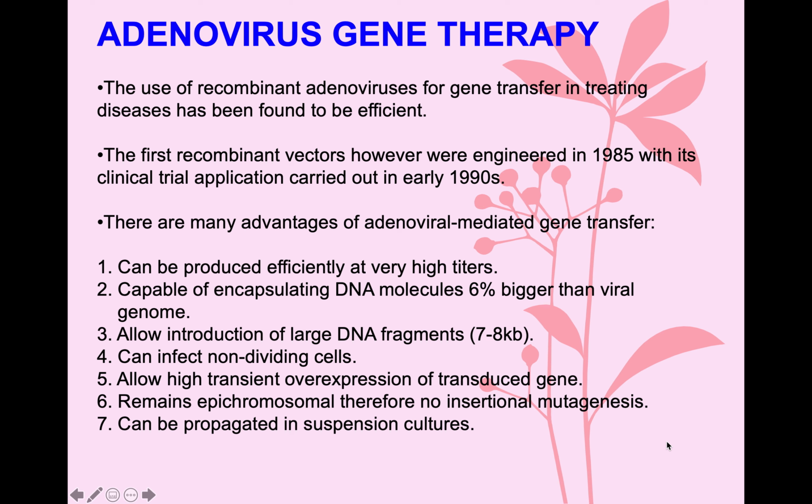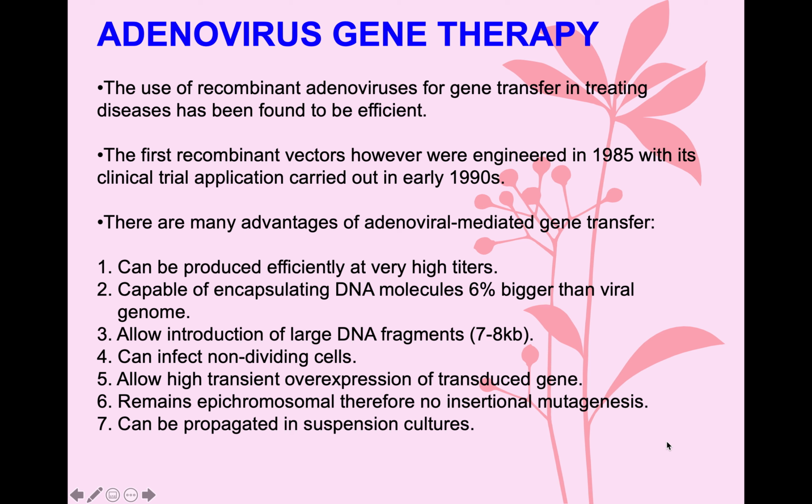It allows high transient overexpression of the transduced gene, which means that the expression lasts a bit longer, and it also allows for overexpression. What is meant by overexpression is that when you have certain genes and you have them overexpressed or doubly expressed, that would be good. Certain viruses couldn't basically have this feature.